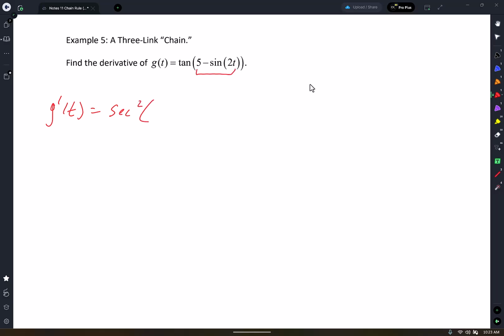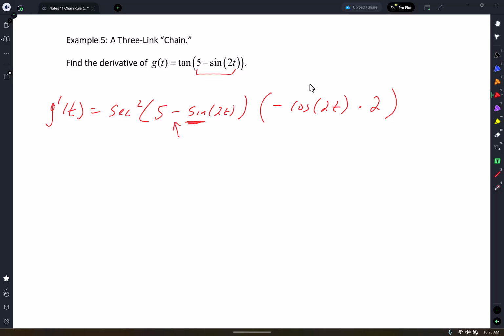So leave it alone. 5 minus sine of 2t, close. Are we still okay? Am I done? No, times the derivative of the inside, but notice this one has multiple insides. That's sine of 2t. What's the derivative of sine? Cosine, but I have a negative in the front, so I need to keep the negative. Cosine of 2t. Does that have an inside? What's the derivative of 2t? Times 2. Does everyone see what we did?